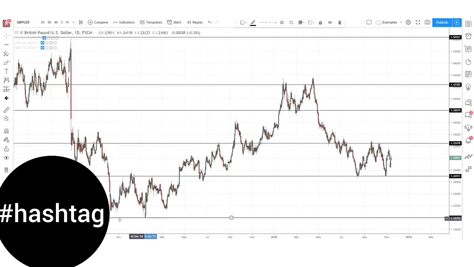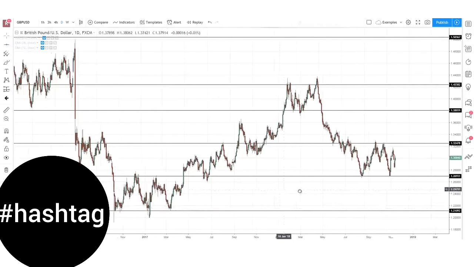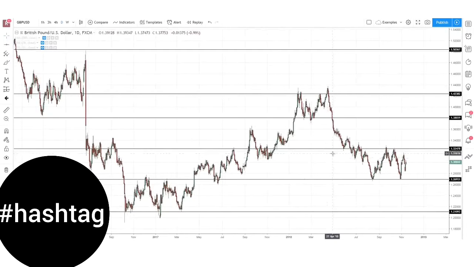And similarly for this one over here, I don't want to draw it at the extreme low. I'll try to get more touches involved. In fact, up here, I can get this one involved as well. 1, 2, 3, and 4. Okay, so that's pretty much it on how to draw your support resistance level.